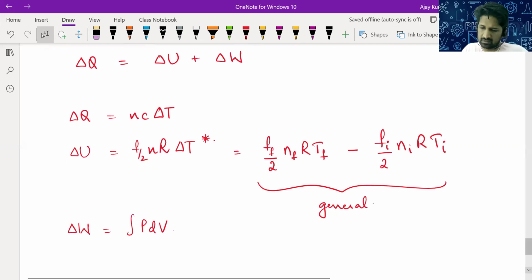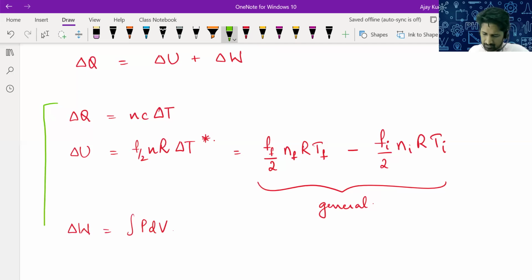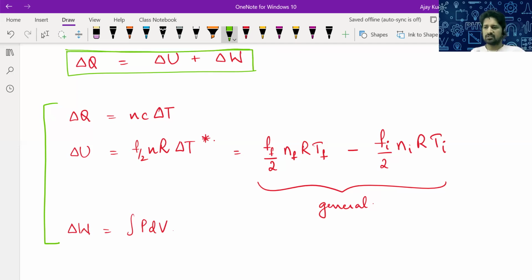Now, how will questions in thermodynamics be asked, or what will you usually have to find out? They will give you some process, they'll tell you what is happening with a gas, and based on what is given, you will be able to find out two out of these three terms. And if you know any two out of these three, the third one can be calculated because you know delta Q is delta U plus delta W. That is what usually you'll be asked to do. Based on the process, you'll have to calculate two of them, and based on those two, calculate the third one.